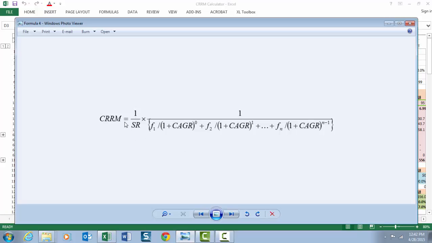That formula says the CRRM is equal to the reciprocal of the spend rate, and then there's this summation term here which includes CAGR, or the compound annual growth rate, and also the function F1, F2, Fn, which represent the annual percentage of the cumulative revenue that will be returned in each year after the investment.